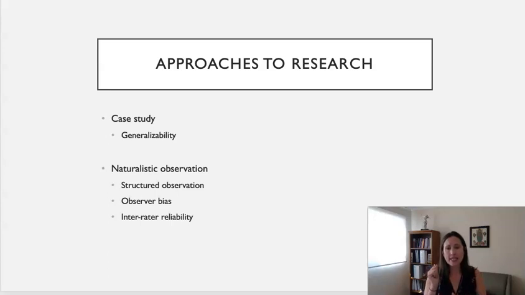But a downside of case studies is a lack of generalizability, which is when you can apply your findings to a larger population. So for example, another case study is Gabby Giffords, who was a congresswoman who was shot through the head at an event in her district about a decade ago.